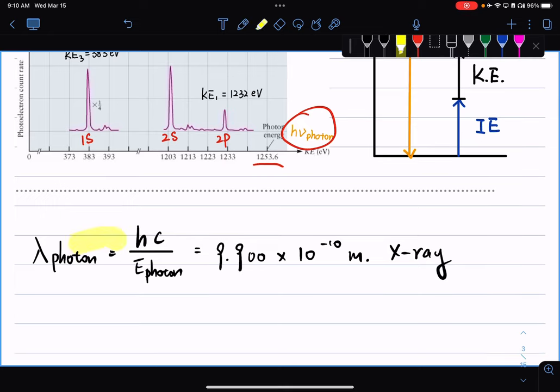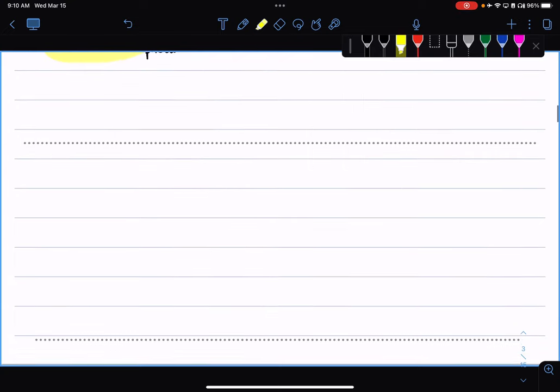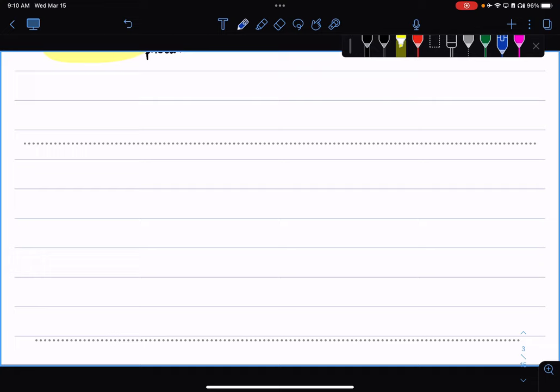If you don't remember where that equation comes from, you can go back and review our lecture notes when we talk about photoelectron spectroscopy. The bottom line here: E photon equals h nu, and nu equals c over lambda. We're solving for lambda here. Or, as a take-home message, photoelectron spectroscopy measures ionization energies.